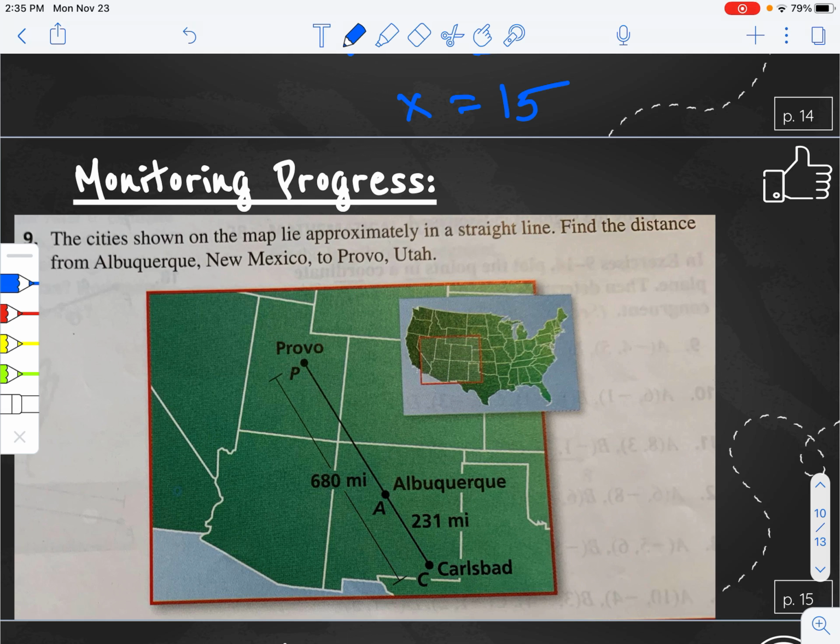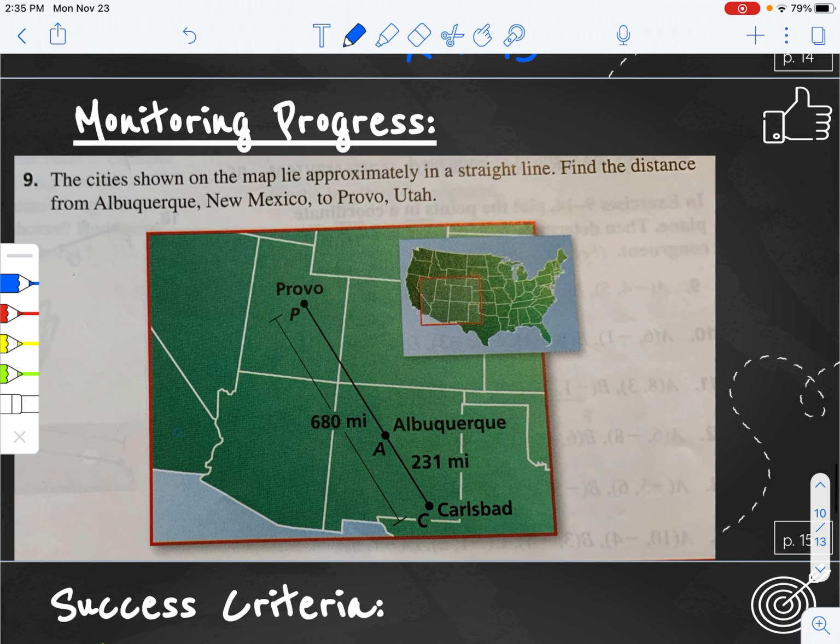All right, last problem, monitoring progress. Bottom of page 15. I will say, before we dive into it, this question is very similar to one that we have on a test, where we have a map, we have a couple cities, and we want to find the distance between two cities. So if you get this one, then you are getting what you need to from this lesson to be successful on the test. So go ahead, pause the video, and when you're ready to check it, come back.